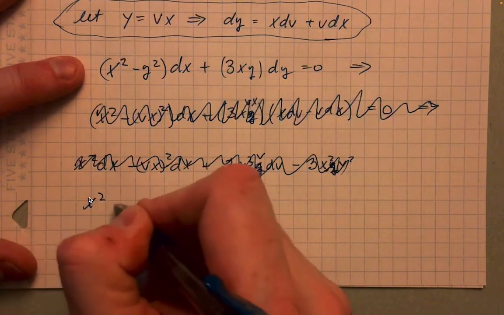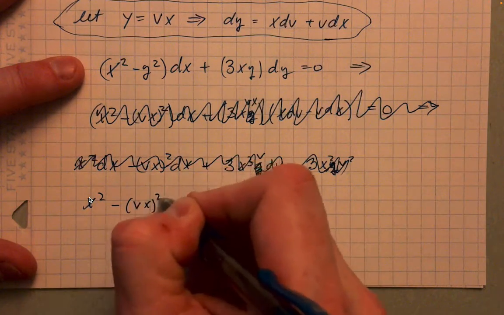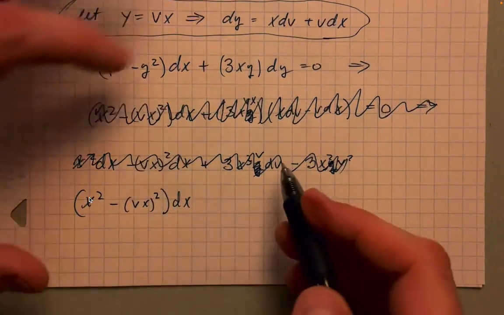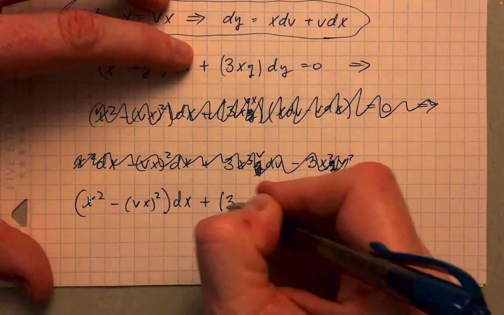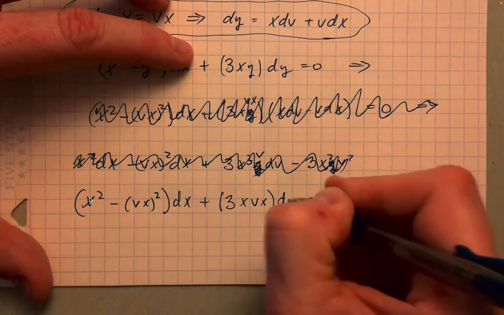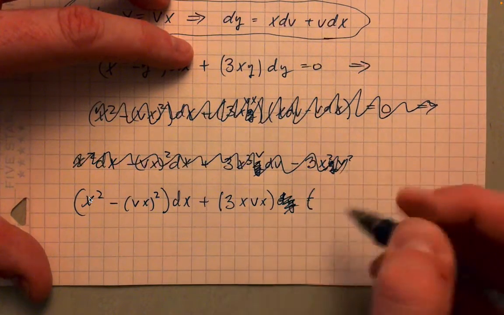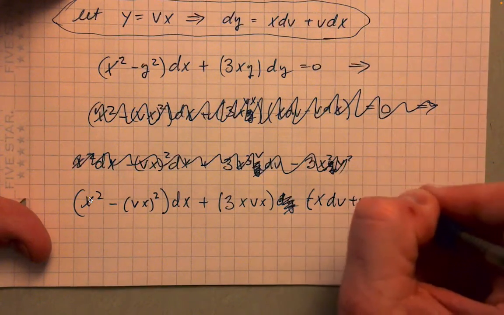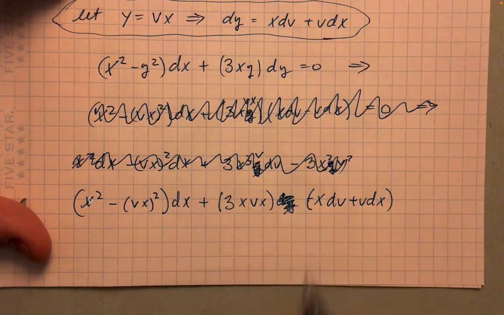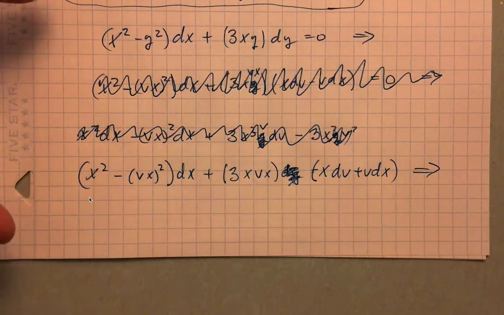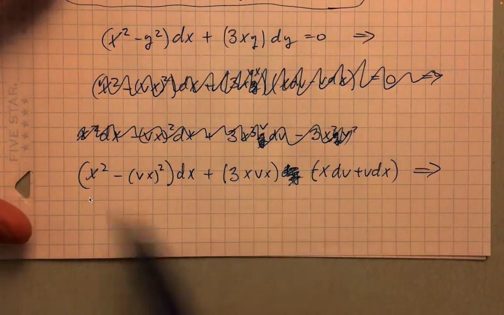So it's x squared minus vx squared times dx, right? Just plug in the vx there. And then it's plus 3x vx times, nope, not dy, it's x dv plus v dx. Okay, sorry, that got really messy. It's actually not that tricky. I just wasn't paying attention and I didn't do it right.